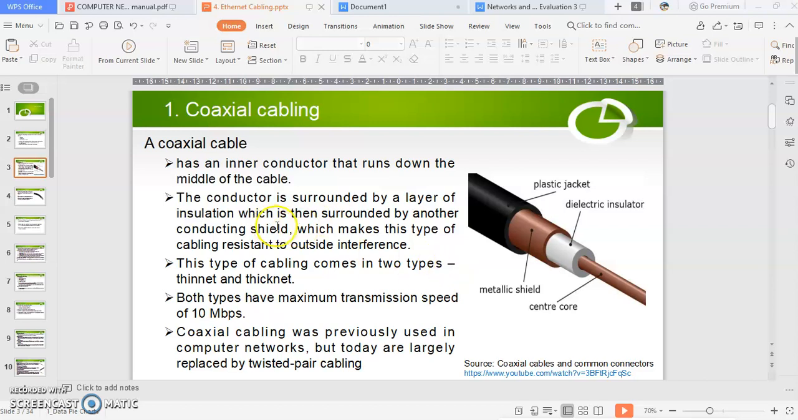So, another thing here is a conducting shield, which makes this type of cabling resistant to outside interferences. It is on the outside so that it can block outside interferences, like static interference or other interferences. This type of cabling comes in two types: thin net and thick net.